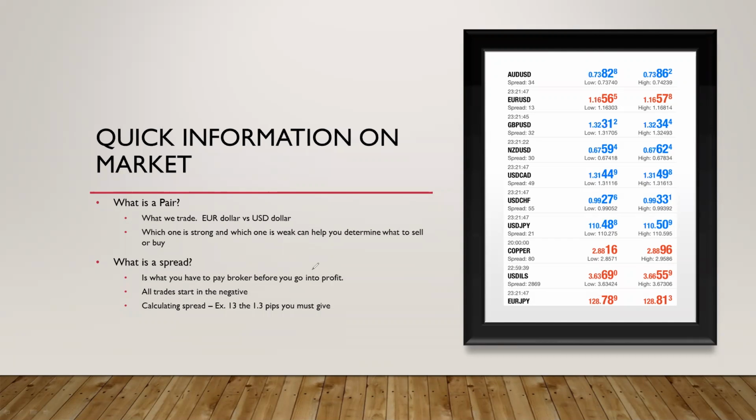And calculating the spread is exercise 13. The 1.3, for an example, is 1.3 pips you may give to the broker. So when you're looking for the spread, these are the spreads right here. To say, for an example, GBP USD, that spread is 3.2. 3.2 pips is what you're going to pay the broker.